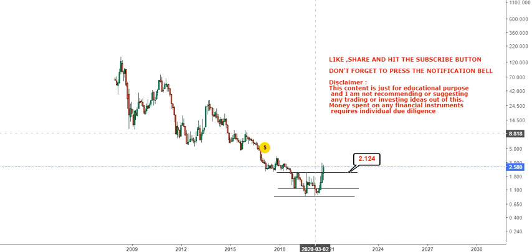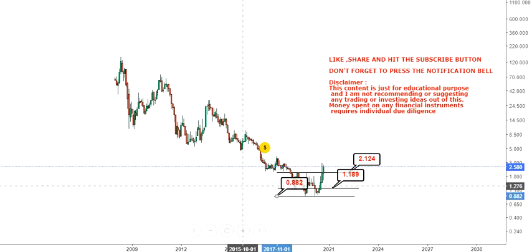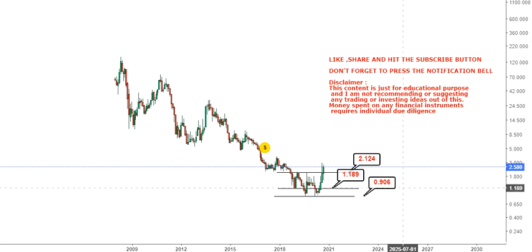Now you have your first support at 2.14, then 1.18, and probably the lower end of the range will be at 0.9. Yep, 0.90. So these are the important support levels which one needs to look at.